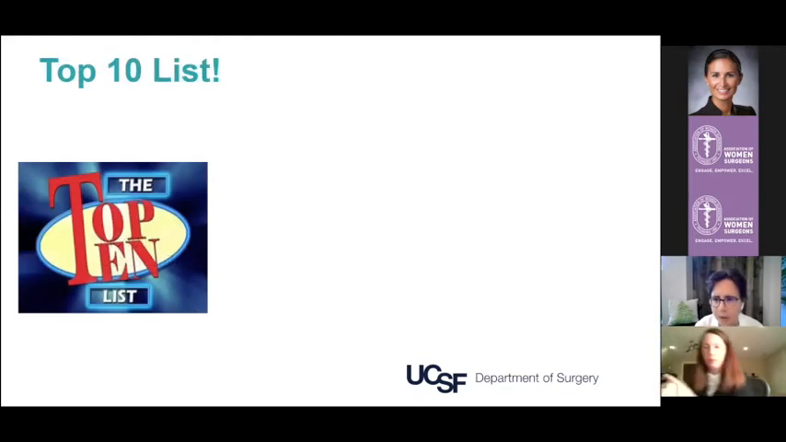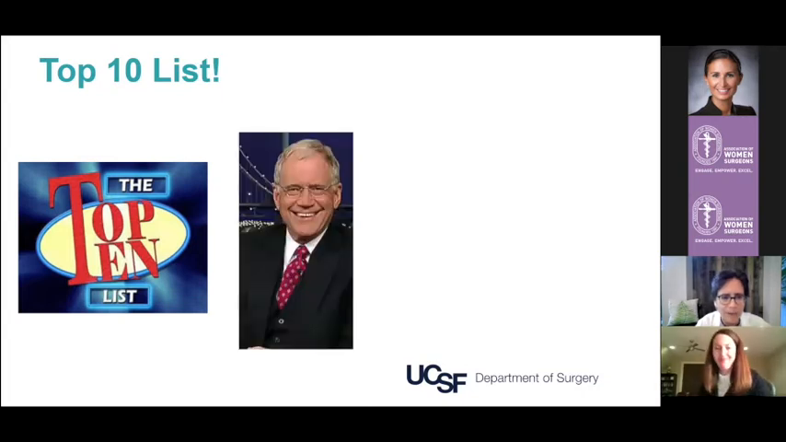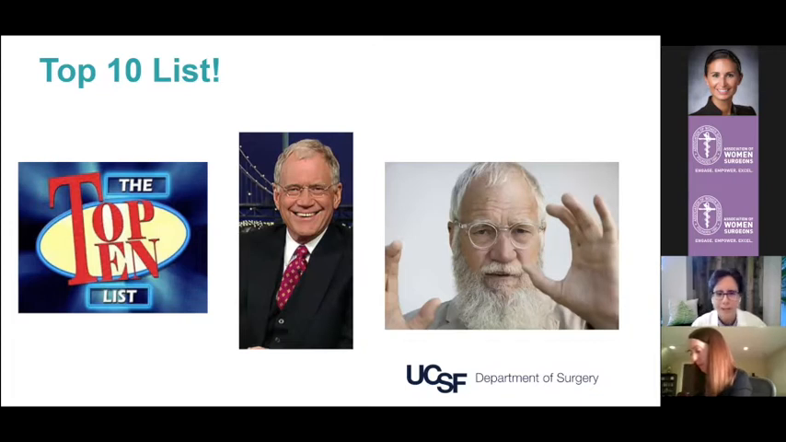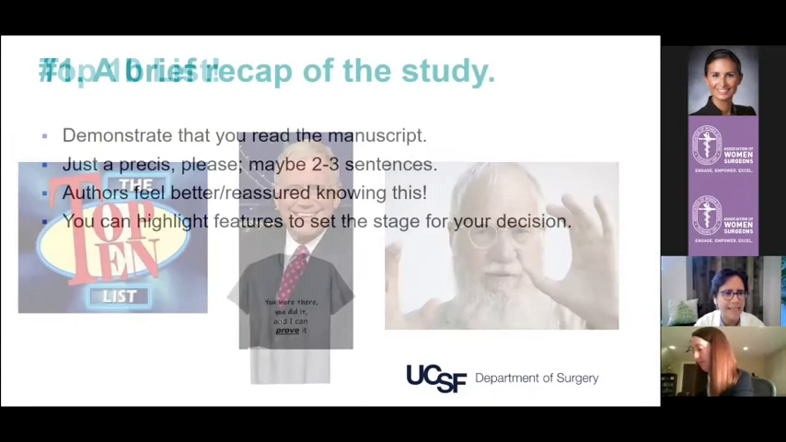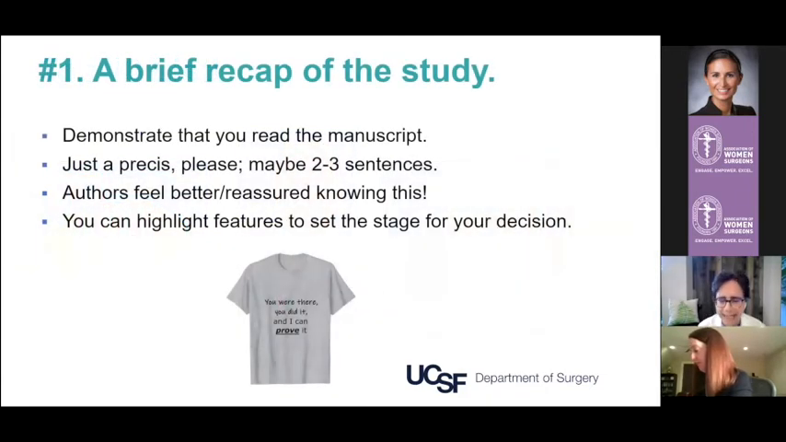I have 10 minutes, so I figured I'd do a top 10 list for all of you. Some of you in the audience may be too young to remember who invented the top 10 list. It was this guy, David Letterman, a creature of the 1990s and early 2000s. But like an editor-in-chief, or maybe like a peer reviewer, if you do the job long enough, you sort of get old doing it. And this is, of course, what David Letterman looks like today. So we're going to go through the top 10 things to think about to be an effective reviewer. Number one, I advise always starting your review with a brief recap of the study.